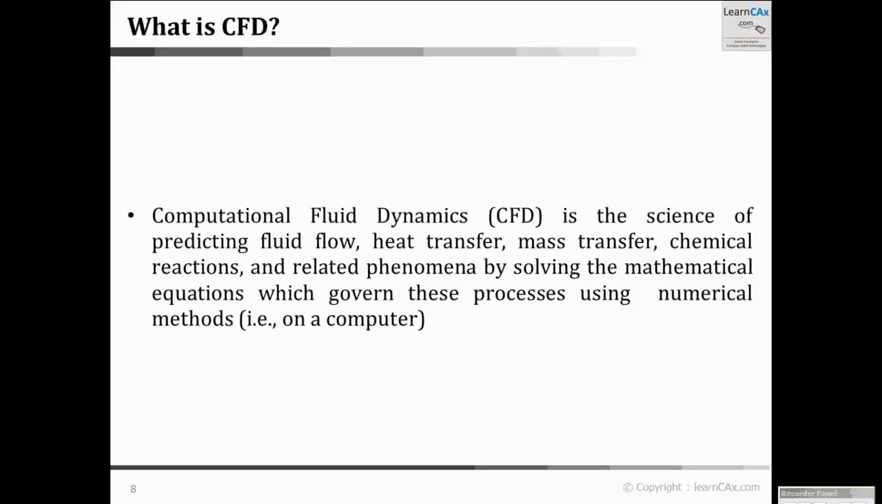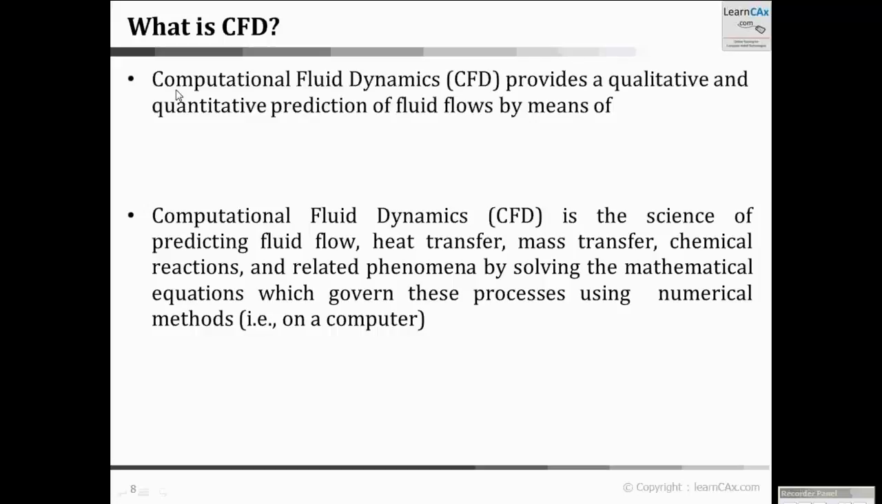dynamics. So what is CFD? CFD is basically a science of predicting fluid flow, heat transfer, or any transport phenomenon like mass transfer, chemical reactions that are associated with fluid flow. These phenomena are studied by using mathematical equations which are solved using computers.